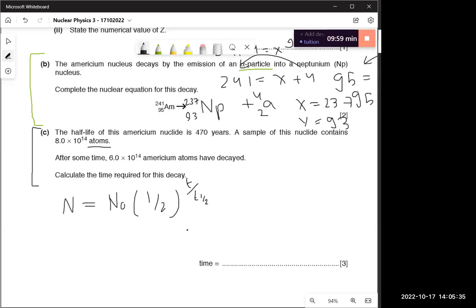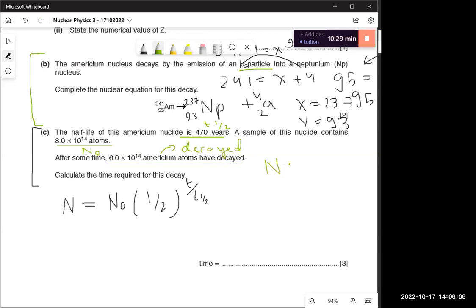Okay. Have they given the half-life? No, they have not. Read this line. Oh wait, they have. So 470 years, we'll write that as T half. And it contains how many particles at the beginning? It contains 8 into 10 to the power of 14. That's our N0. Now, after some time, this many have decayed. So this much has been gone. Fine, so this is decayed.